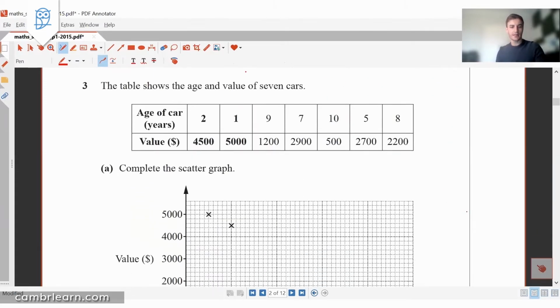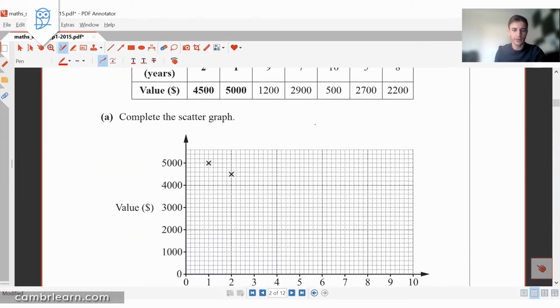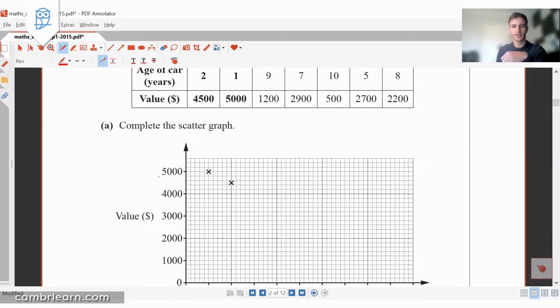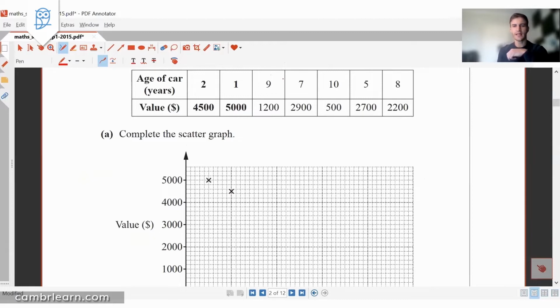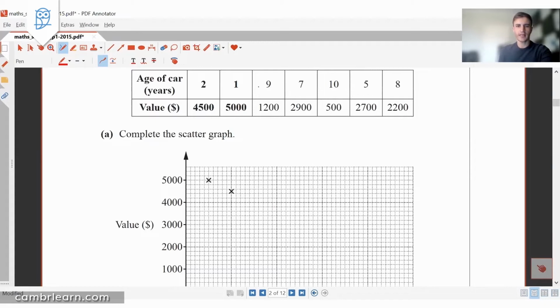Moving on. The table shows the age and value of 7 cars. Complete the scatter graph. This might take a little bit long, but we'll do it very quickly. We have values for the age of the cars in years, and over here we have the value in dollars. Let's look at how we are going to complete this. I'll take it in ascending order. We see here that this is not ordered from smallest to biggest, so I'm going to do that myself.